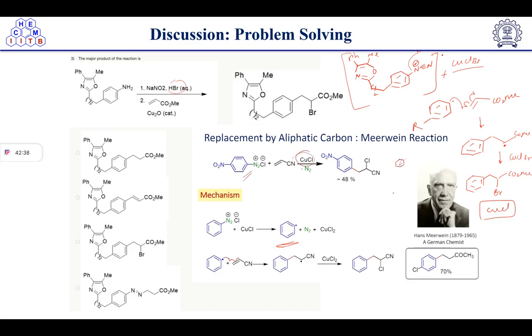Okay. So the correct answer is here. We are getting this group here. Here I will write R. Okay. So aliphatic carbon replacement is taking place. Next one.